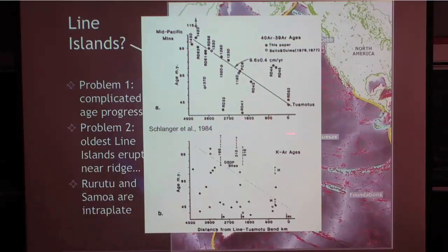You want argon-argon step heating ages, which is what this is. But look, there's still samples here that are down in the 40s versus samples that are over 80 million years. This is not a few million years. The Line Islands have tens of millions of years time range, right? That's a problem. This is not a simple hotspot.